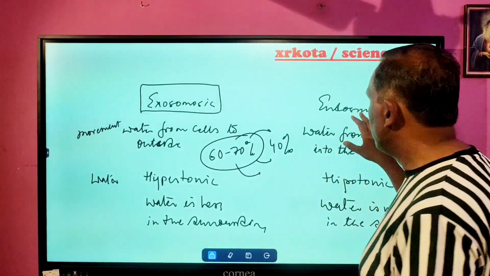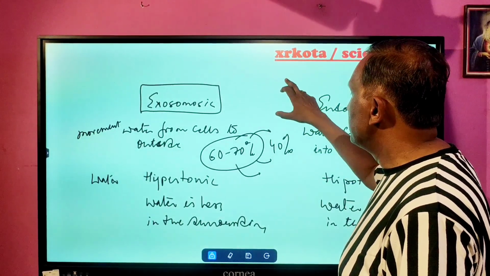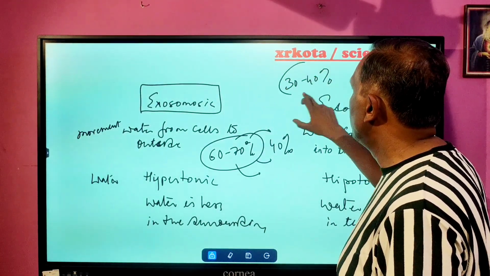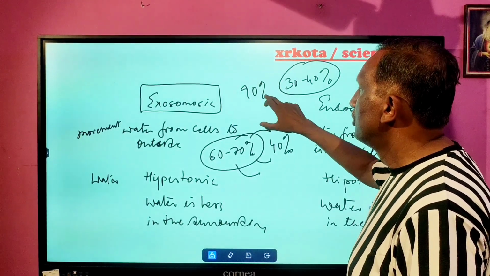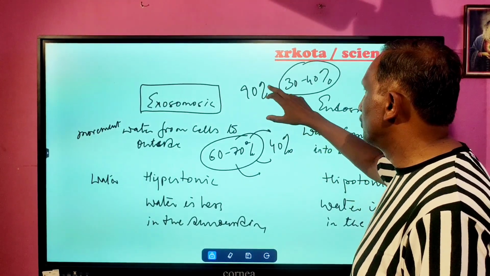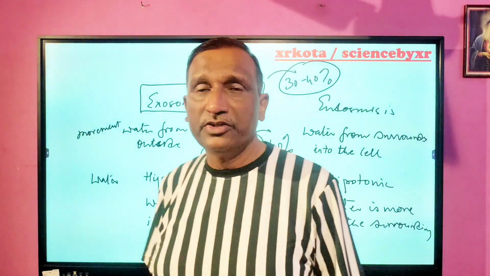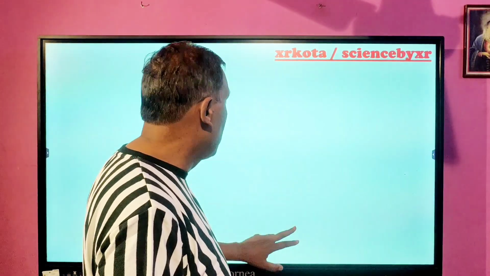On the other end, endosmosis में क्या हो रहा है? That resins लिए थे अपन ने. So inside water is only 30 to 40%, and the surrounding the water is 90% or above. 70%, 90%, whatever. So water will start moving from a region of higher concentration to lower concentration. So this much you must understand. Hypertonic, hypotonic की definition आपको आनी चाहिए.